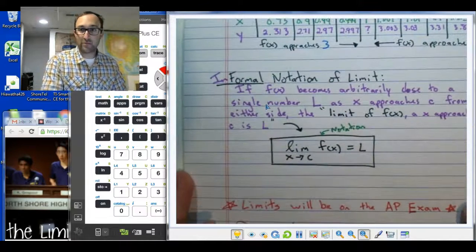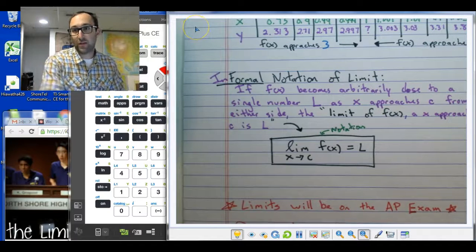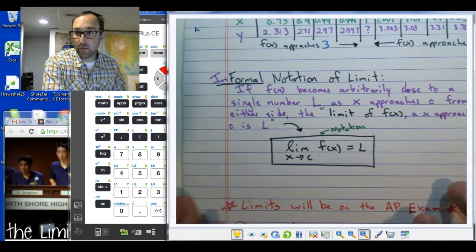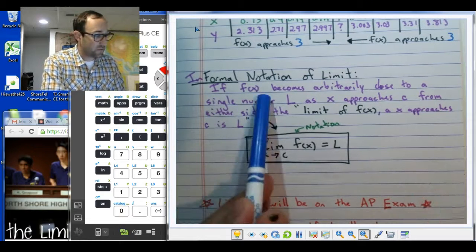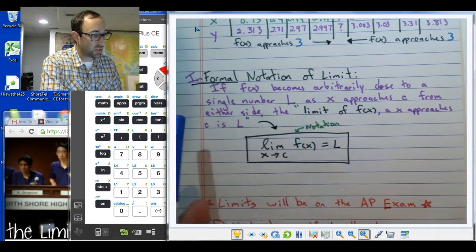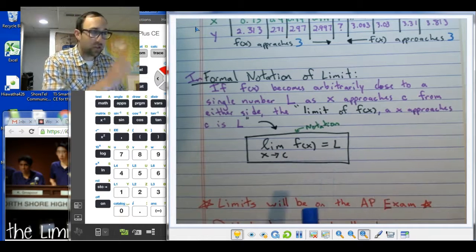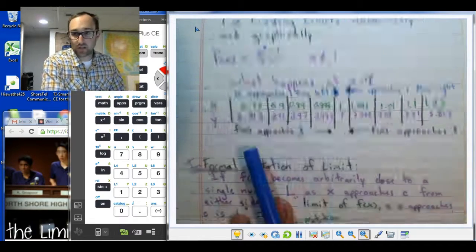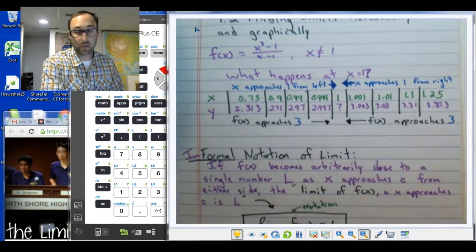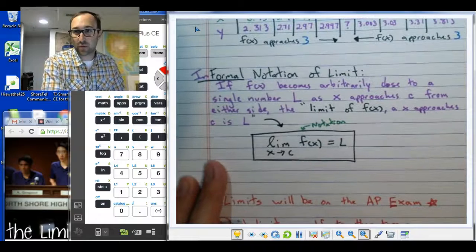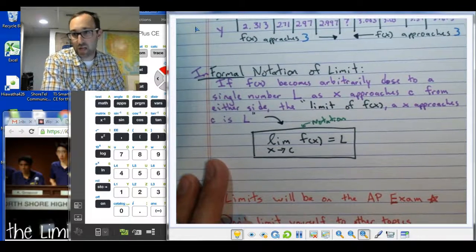So here's an informal definition and informal notation of a limit. Let's make sure you can read the whole thing. If f of x becomes arbitrarily close to a single number, and by arbitrarily I mean just really, really close, we can always get closer. We can pick any numbers we want to get really, really close. That's the idea of arbitrarily close.